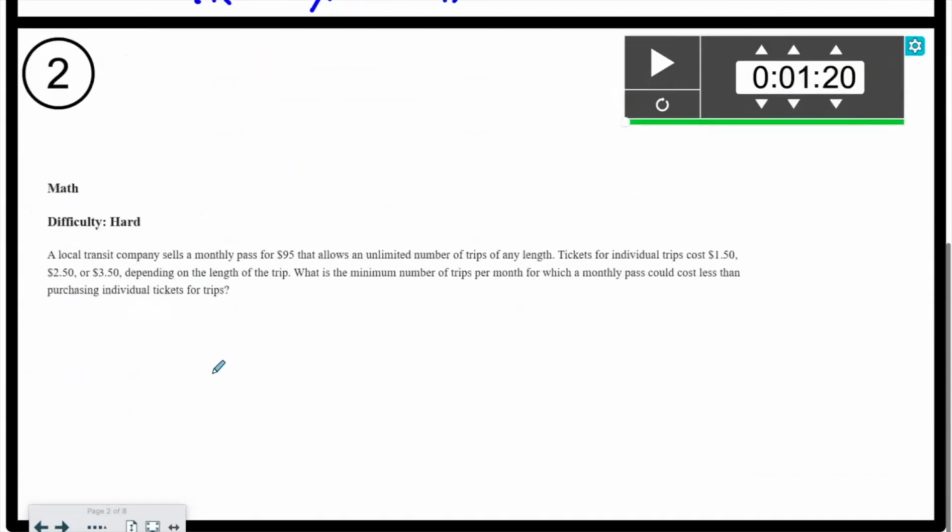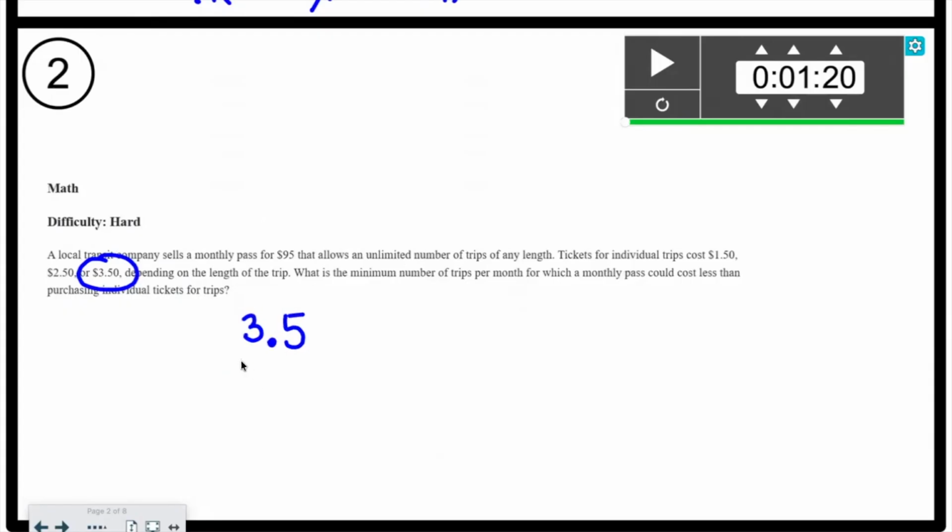Okay, this one is not that difficult to do. The actual work is not much, but it's kind of difficult to know what to do. So it wants the minimum number of trips before it would be worth it. So to find the minimum number of trips, we actually want to assume the maximum amount for individual tickets. So we just assume that they all cost $3.50. And I can explain that more in a second.